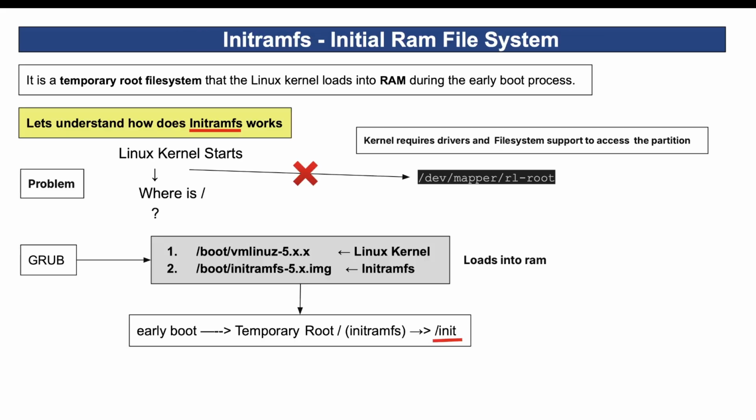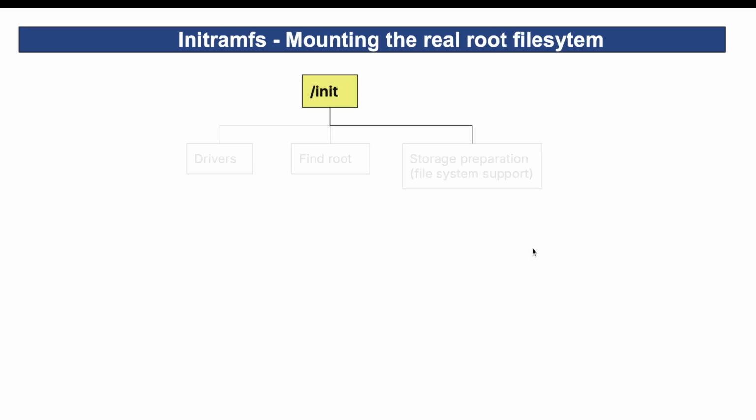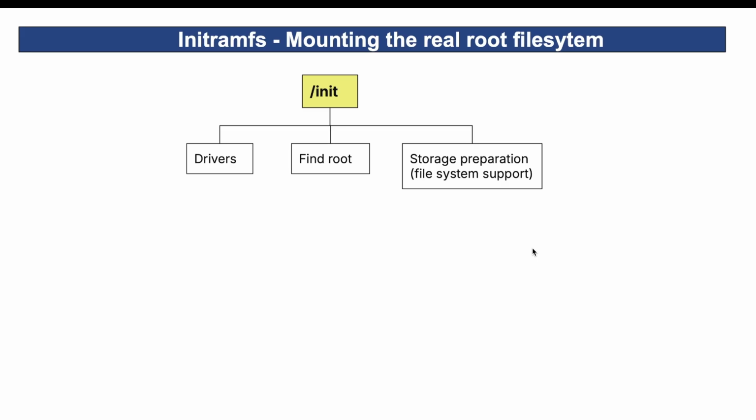In our problem, the kernel needs to access your root file system but was not able to. Even if the kernel knows where the root file system is located, on which partition it is, it will not be able to access it because at that point of time it does not have the required drivers and file system support. Let's see one by one. Why are these drivers required? Suppose your disk is NVMe, then the kernel needs the NVMe driver to communicate with the NVMe storage controller.